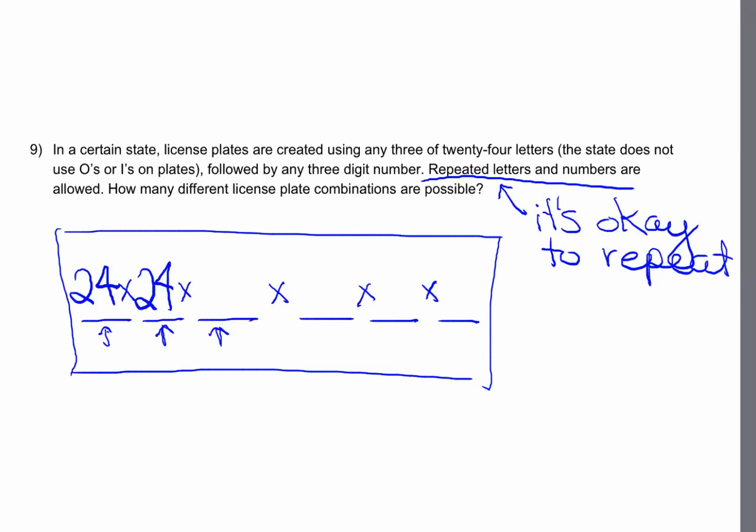Yeah, but they let you have a license plate that says AAA. Why not? So then how about for my next choice? The next thing I choose is going to be a letter. So how many choices do I have for the next one? The same 24. Beautiful. So in a certain state, license plates are created using any 3 of 24 letters followed by any 3-digit number. So, okay, now I'm going to follow it with a 3-digit number.